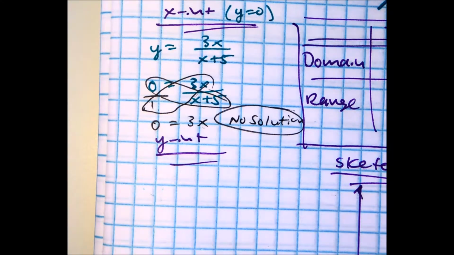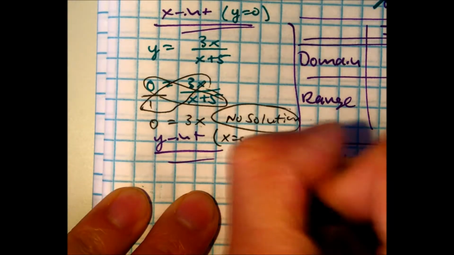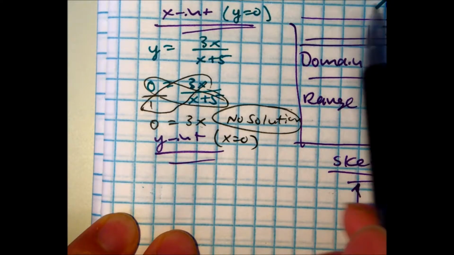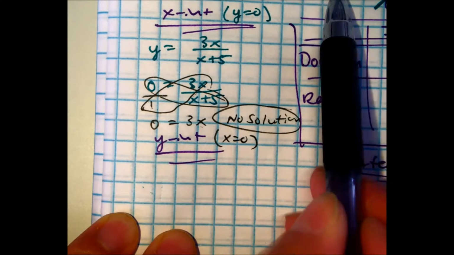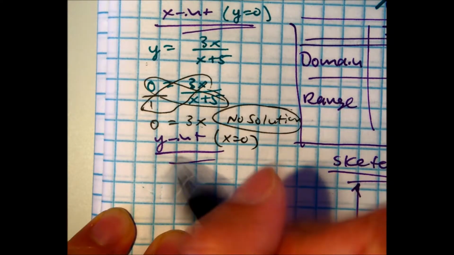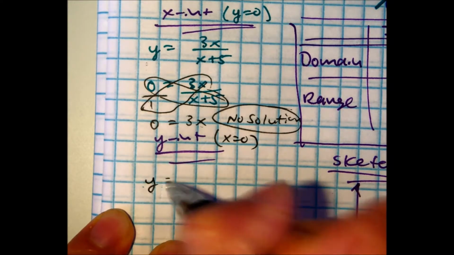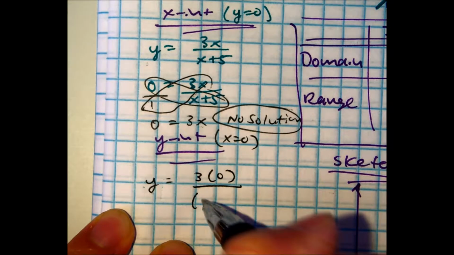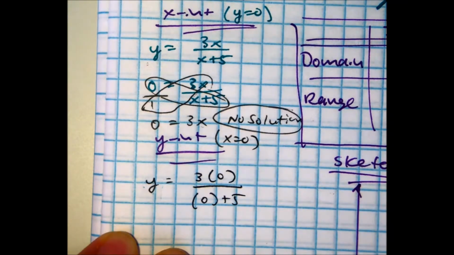Marisol? How do we find a y-intercept? We're going to make x equal 0. So if you get a problem and the variables are different, you can just do what I did. You can change that to a y. And if these have y variables, it's okay, you change it back to an x. So y equals 3 times 0 over 0 plus 5.